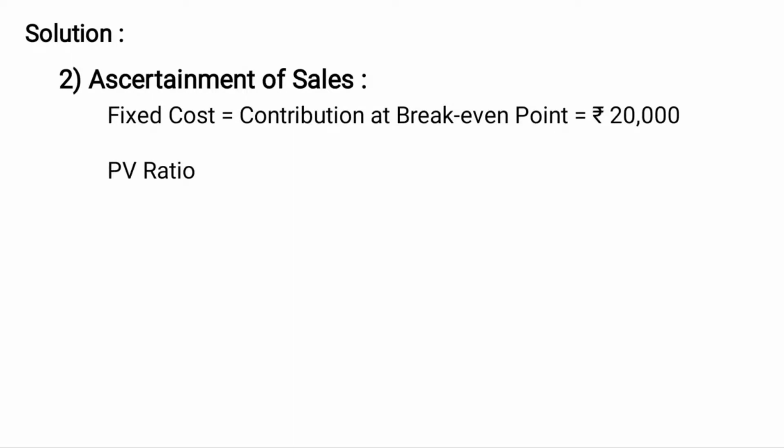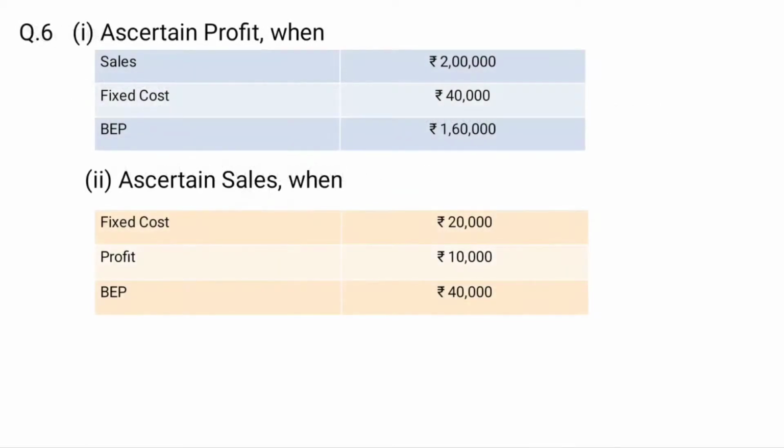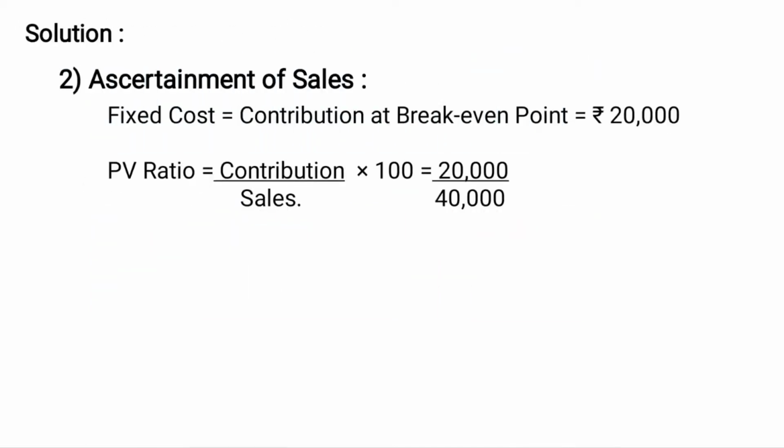So PV ratio is equal to contribution divided by sales into 100, which will be equal to contribution amount is given as 20,000 divided by sales, which is 40,000 for BEP into 100, which will be equal to 50%. So the PV ratio is 50%.